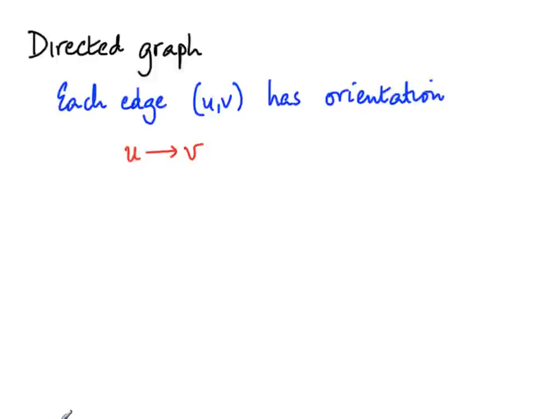Now we look at directed graphs. A directed graph is one in which edges are actually oriented. So if we have an edge of the form u to v, there is an arrow pointing from u to v. So v is a child of u, but this does not necessarily mean that u is a child of v. If we want to have u as a child of v, there must be a separate edge pointing back from v to u.